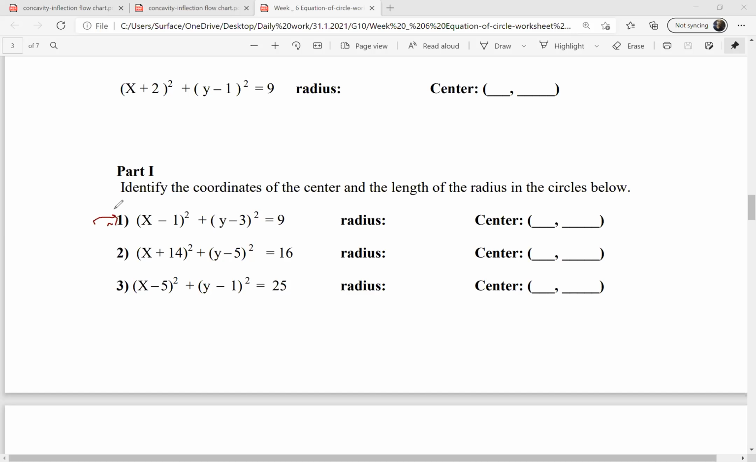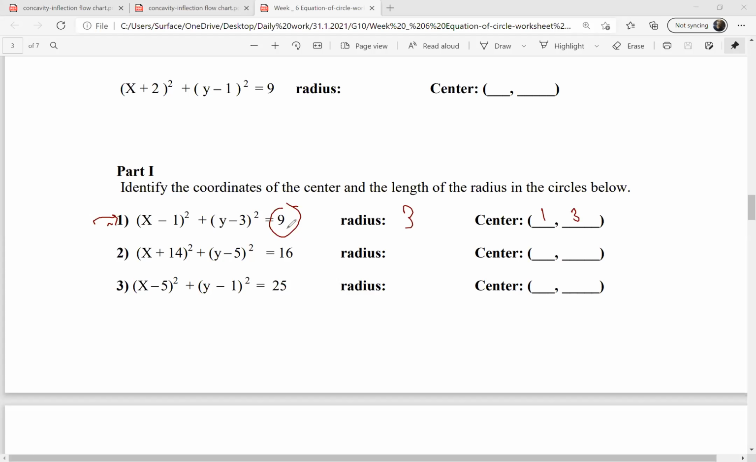The radius and the center. I say 1 and 3. The center is 1 and 3. What about the radius? Mister, I forgot how to get it. Who can tell me the radius? The opposite in the brackets. This one, the radius is 9, equals 3. Okay, find the square root of this number, Yahya.